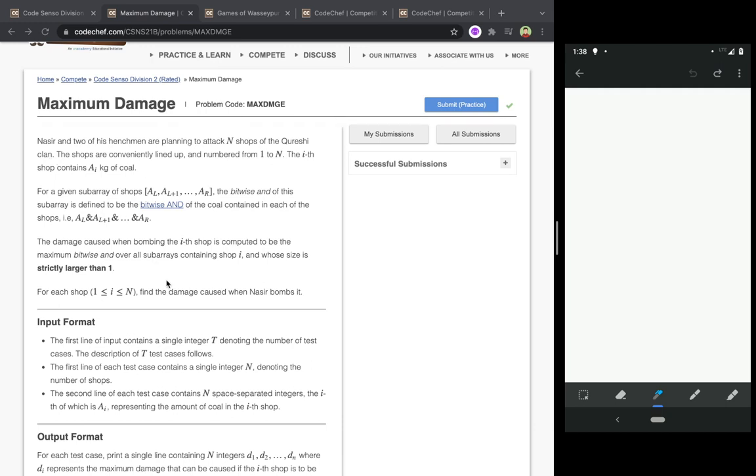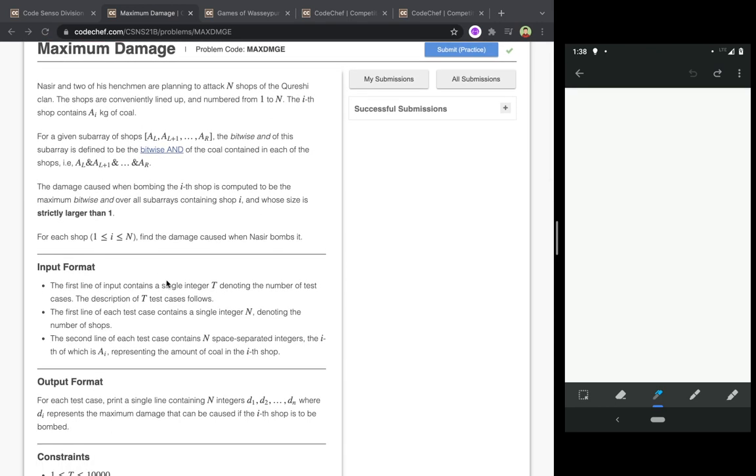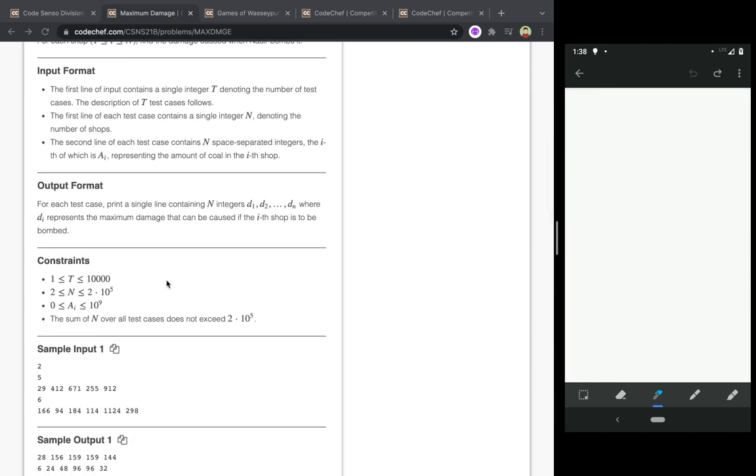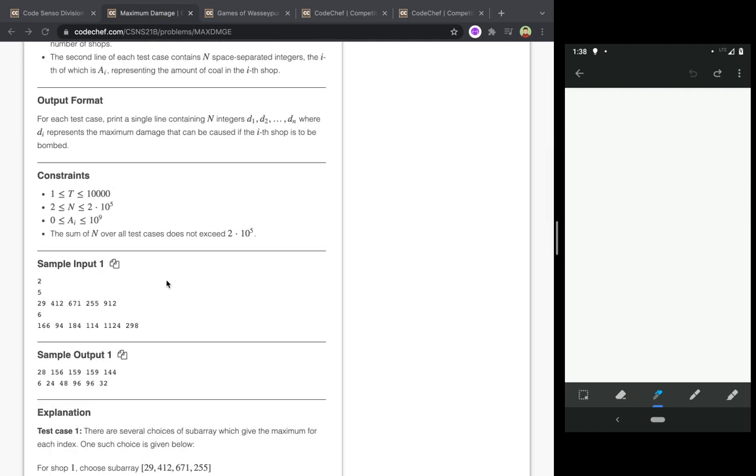After we read the question, there is an observation. The first observation is that you have to take the minimum sized subarray. It is possible because whenever you take the bitwise AND of any two numbers or three numbers or four numbers, the maximum number you can get is the minimum of the numbers.